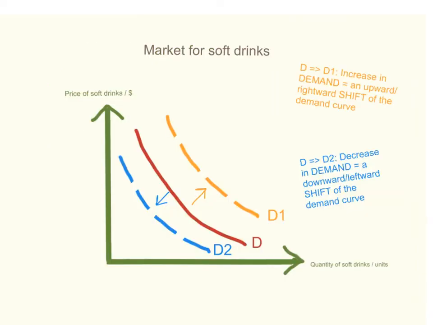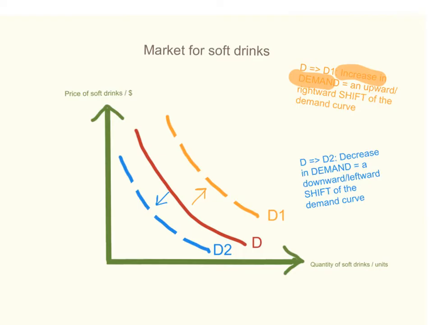I mentioned that the non-price determinants of demand, when they change, they actually shift the demand curve. So let's take a look at what the diagram would look like. Well, if there's a change in a non-price determinant that causes an increase in demand, this would cause an upward or a rightward shift of the demand curve from D to D1. So when demand increases, basically, it shifts outwards or it shifts to the right.